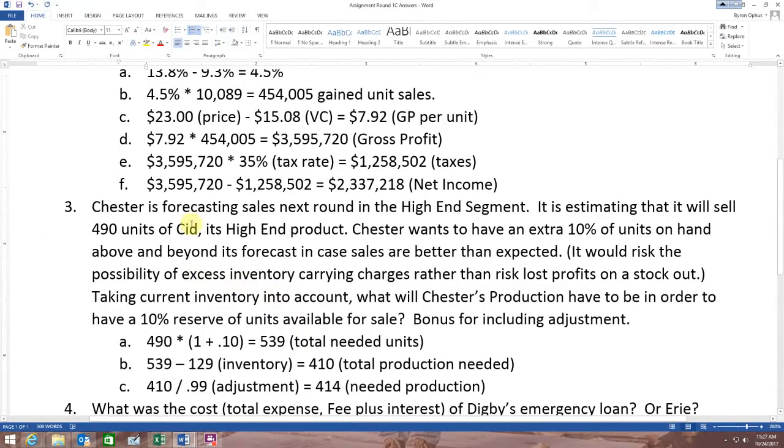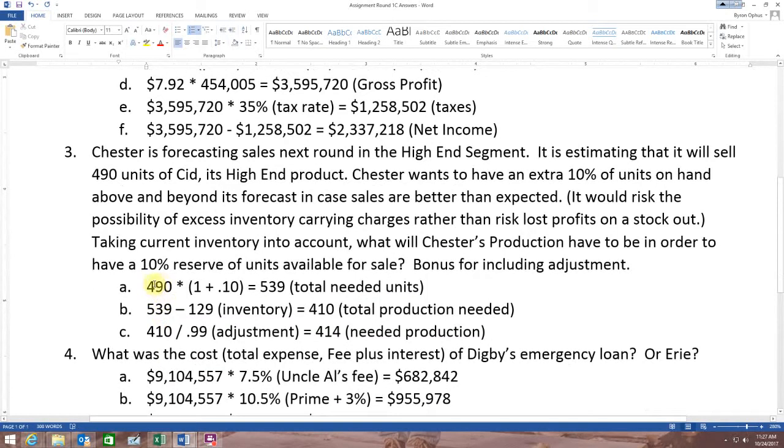Question 3. Chester is forecasting sales next round in the high-end segment. It's estimating that it will sell 490 units of SID, its high-end product. Chester wants to have an extra 10% of units on hand above and beyond its forecast in case sales are better than expected. It would risk the possibility of excess inventory carrying charges rather than risk lost profits on a stock out. Taking current inventory into account, what will Chester's production have to be in order to have a 10% reserve of units available for sale? And I said there's a bonus if you include the adjustment.